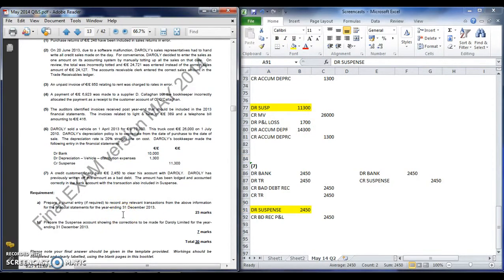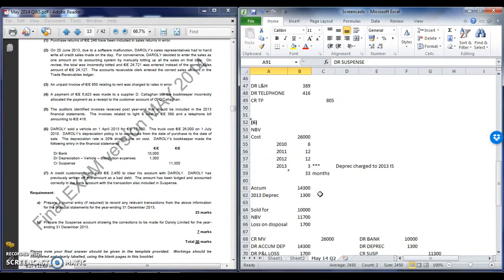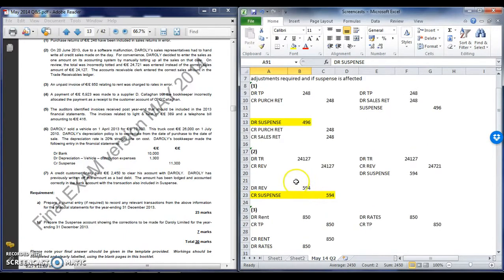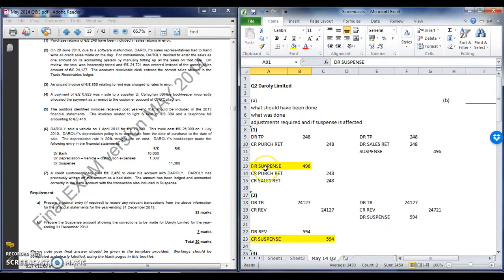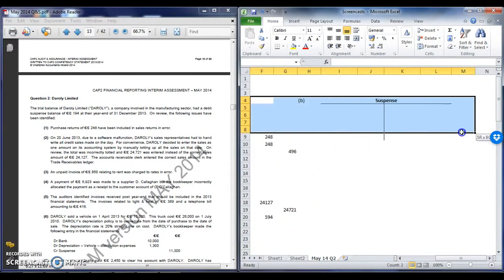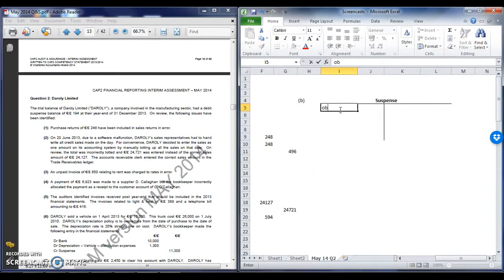Part A is prepare the journal entries required for each of the items. So we have the journal entries done for part 1 all the way to part 7. And you've been efficient in that you have labelled either by an asterisk or, as I've done here with a yellow highlighter, which items are relevant for part B, which is prepare the suspense account showing the corrections. And the point is, when you prepare the suspense account to make all the adjustments, the suspense should be cleared out if you're correct. So for the suspense account here, part B, we call this opening the balance.